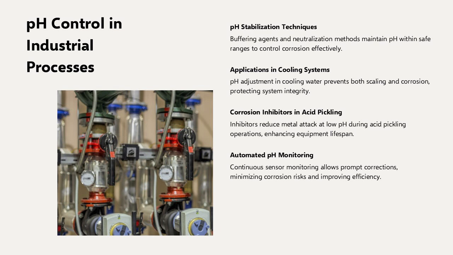In acid pickling operations, inhibitors are added to reduce metal attack at low pH. Continuous monitoring with sensors ensures that deviations are corrected promptly, minimizing corrosion risks. These practices not only protect equipment but also enhance process efficiency and product quality. Effective pH control is therefore a cornerstone of corrosion management in the chemical industry.